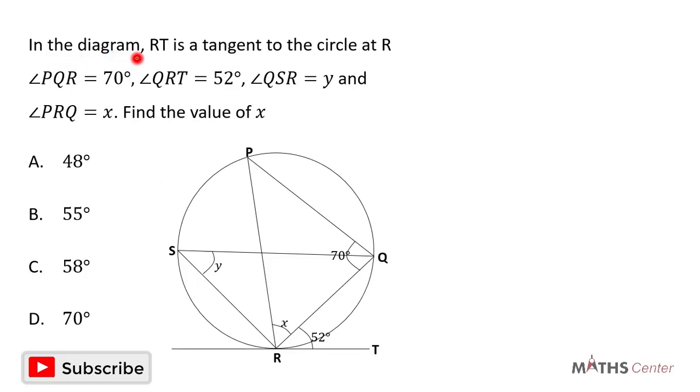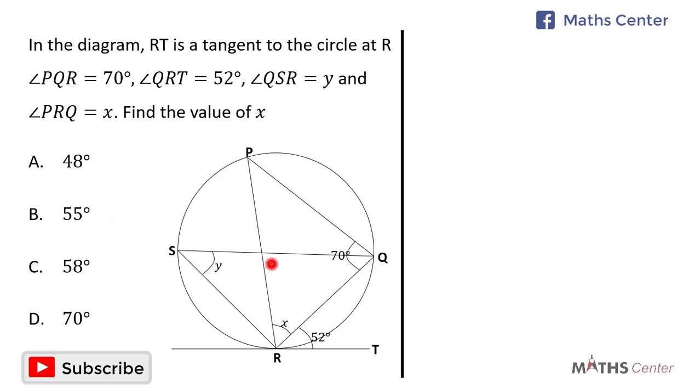In the diagram, RT is a tangent to the circle at R. Angle PQR is equal to 70 degrees. Angle QRT is equal to 52 degrees. Angle QSR is equal to Y. And angle PRQ is equal to X. Find the value of X. This is a multiple choice question, and so we will solve the question, and after that we will pick the correct option. We are going to use the information found on this diagram to find the value of X.